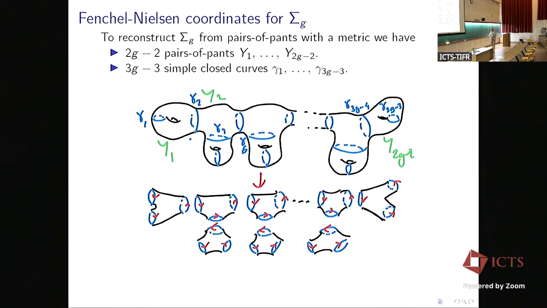Okay, so let's put all of these together. Those were the three ingredients. The three ingredients were pairs of pants with a metric on them. The second one was how to glue, and when I say glue, I should say glue and close handles, and the third one is how to twist. Okay, so let's just recall, that's my decomposition. I've got 2g minus 2 pairs of pants and 3g minus 3 simple closed curves.